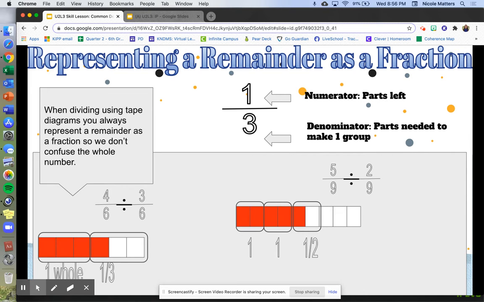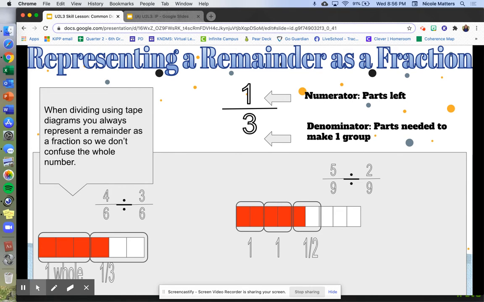So I know I have one whole, and then I can see that I still have one shaded square remaining. So that becomes my numerator for my remainder, the parts left. And then my denominator is the parts needed to make one group. So I go back and look at my group and realize that there are 3 parts in there. So the answer for that problem would be 1 and remainder 1/3.